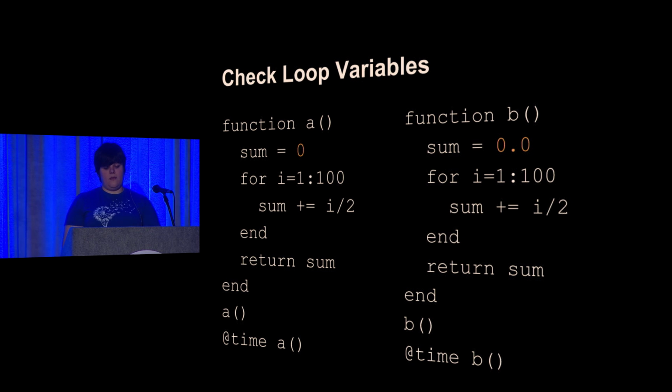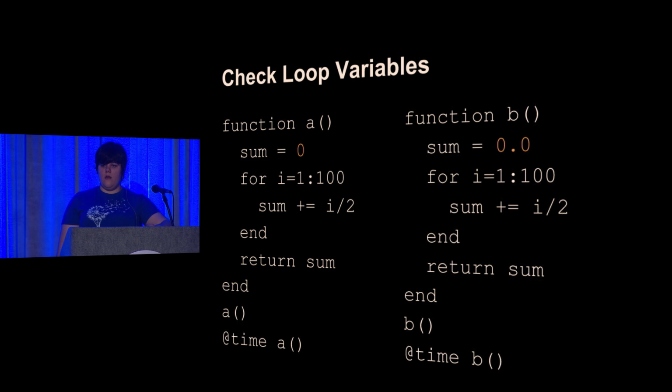On the left, we have sum equals 0. 0 is an Int64 literal. It's an int literal, so on a 64-bit system it's 64 bits, 32 bits on a 32-bit system. So sum is an integer. i is an integer, because that's an integer range 1 to 100. We divide i by 2. That's a Float64, which would be called double in C. It's a floating point number. We add a float and an int, we get Float64. So sum has changed type here.